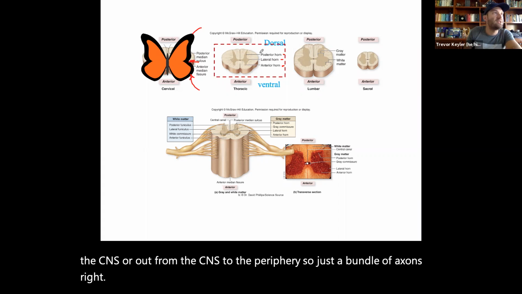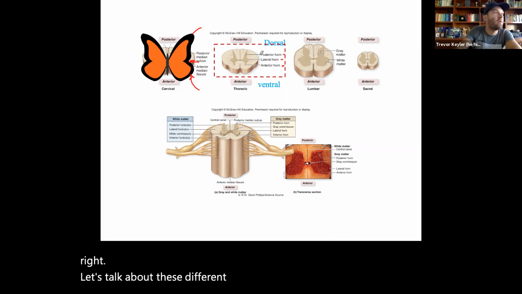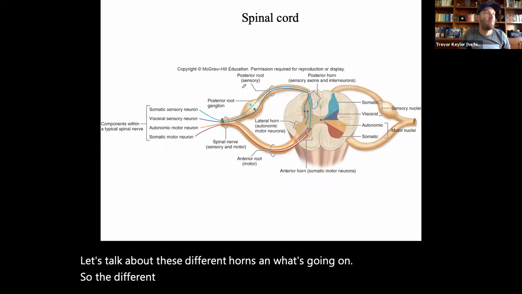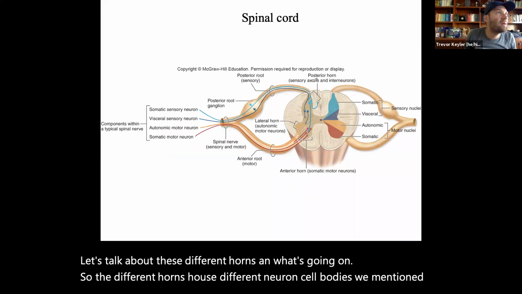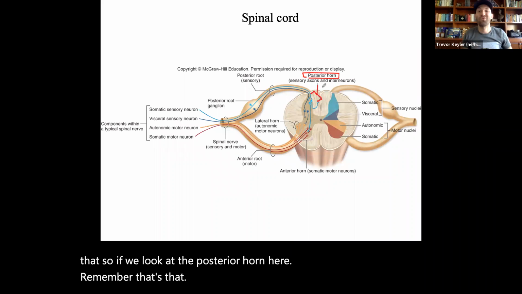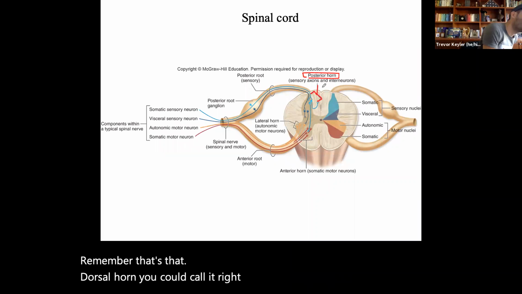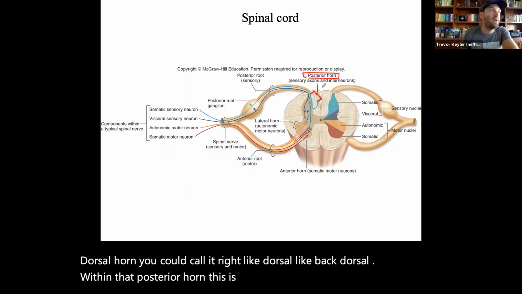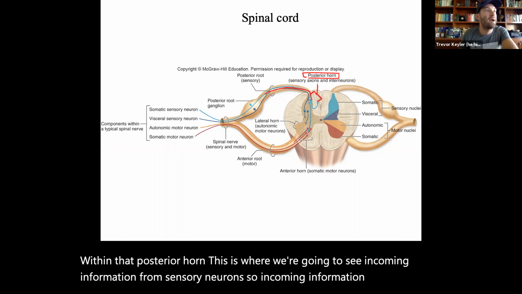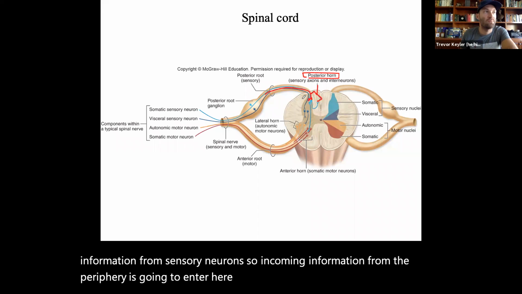Well, let's talk about these different horns and what's going on there. The different horns house different neuron cell bodies. If we look at the posterior horn here, remember that's the dorsal horn, you could call it, like dorsal, like back, dorsal fin. Within that posterior horn, this is where we're going to see incoming information from sensory neurons. Incoming information from the periphery is going to enter here into that posterior horn.